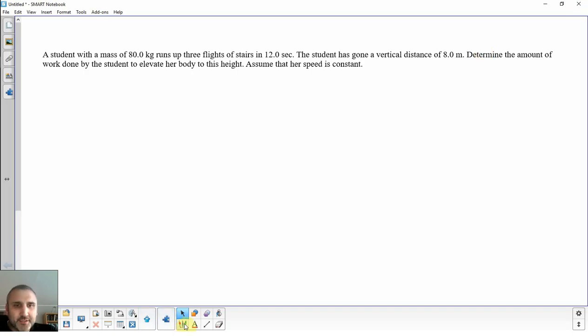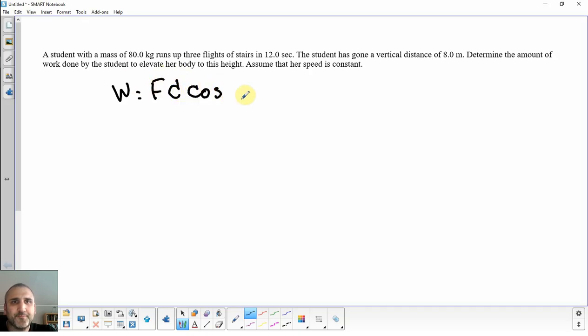A mass of, let's get my marker here, 80 kilograms, runs up 3 flights of stairs in 12 seconds. The student has gone a vertical distance of 8 meters. Determine the amount of work done by the student to elevate the body to this height. Assume the speed is constant, which really doesn't matter. So remember that work equals force times distance, cosine theta.